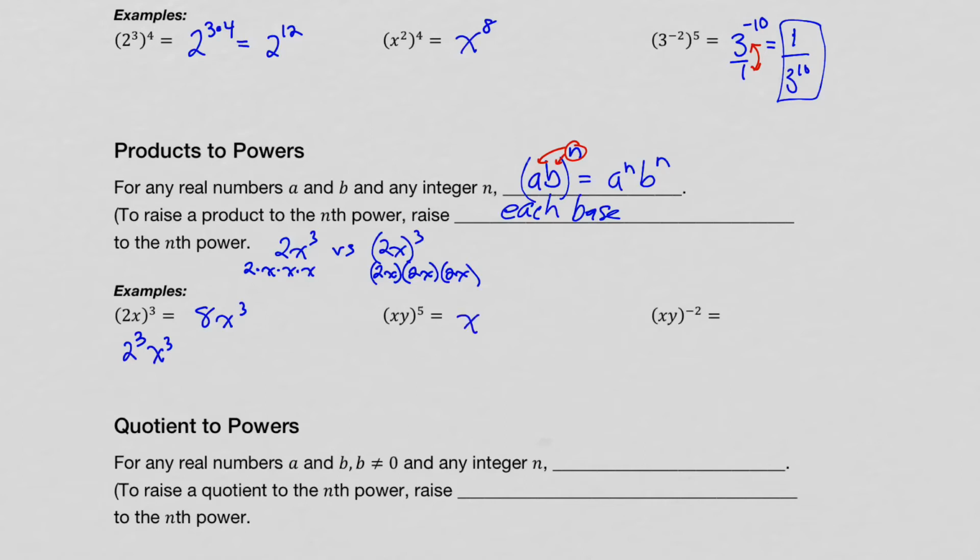Okay, next one, x to the fifth, y to the fifth. Basically you're just applying this 5 to both of these. And same thing with the next one. It's going to be x to the negative 2 and y to the negative 2. They both are going to get that negative 2. Now you can't leave your answer like that, so we got to flip both.